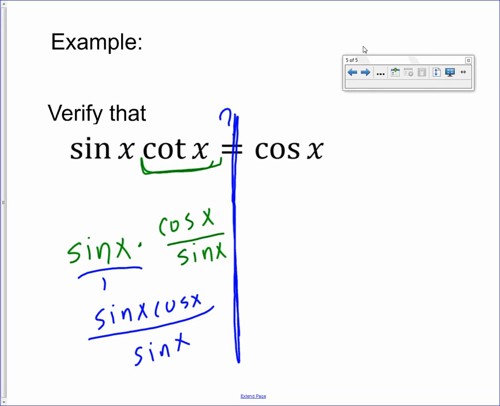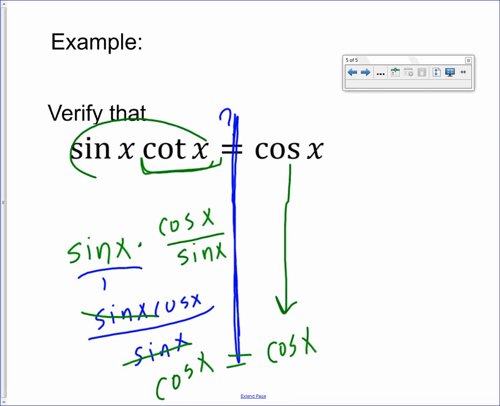And then I notice that I can factor out a sine x. It occurs in both the numerator and the denominator, and when it cancels out, I get cosine x. And notice that that's what the right side is. So I did all of this without touching the right side, and I verified that the left side does simplify down to cosine x. So that's how a verification works.